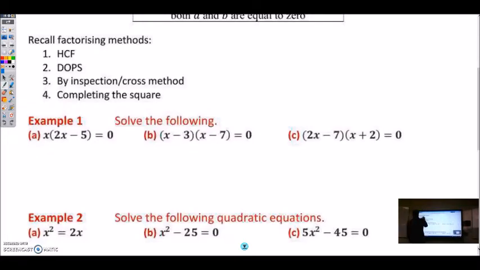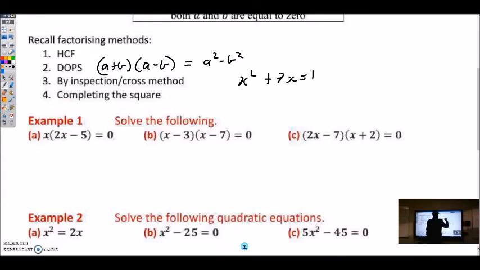Now, you need to recall, HCF is your highest common factor. Okay? DOPS is your difference of perfect squares, is the notion that when you have A plus B, A minus B, that is equal to A squared minus B squared, and vice versa. By inspection, your cross method is when you have x squared plus 7x plus 12, and you're looking for factors of 12 that add up to equal 7.